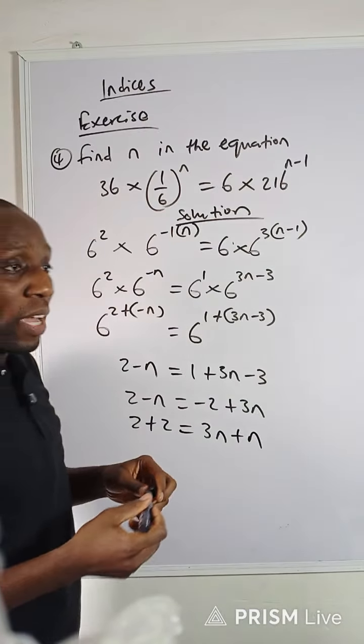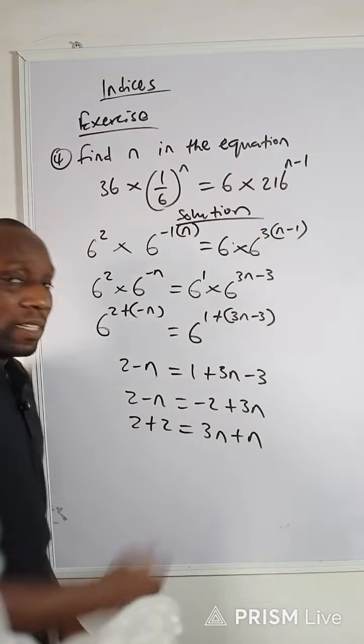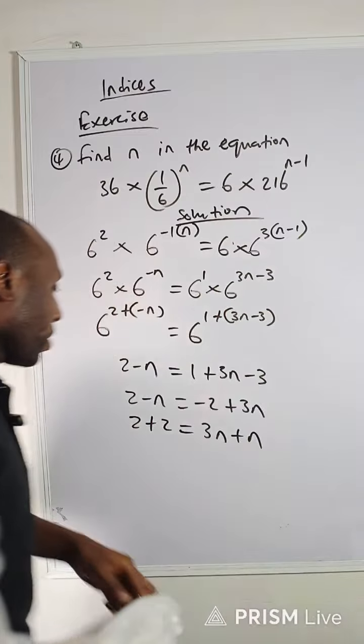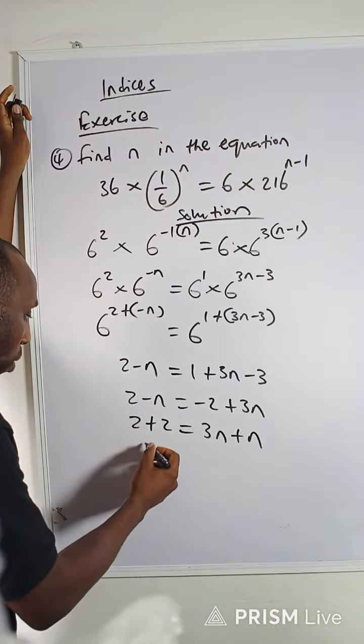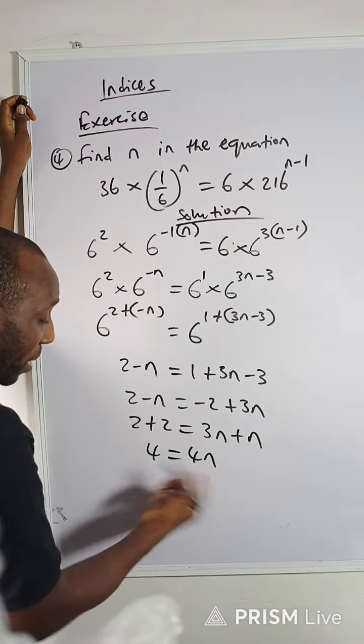And now I know some of you are not used to the way I'm saying it. Move it and change the sign. You can add to get rid of, or subtract to get rid of unwanted terms. You can do that as well. 2 plus 2, that's what? 4. And 3n plus n is what? 4n. You divide both sides by 4.